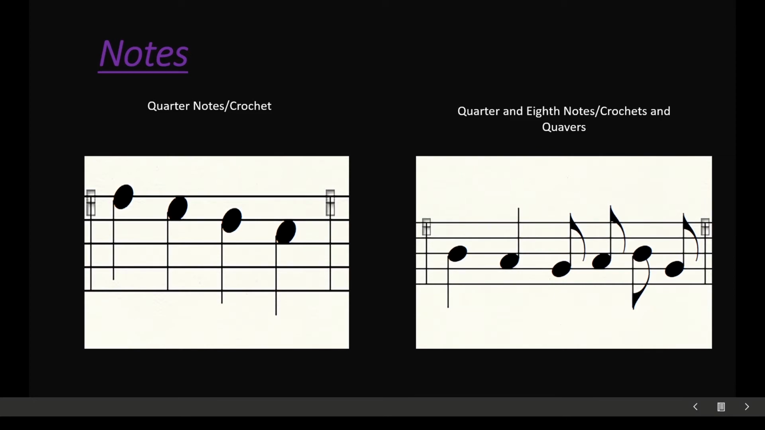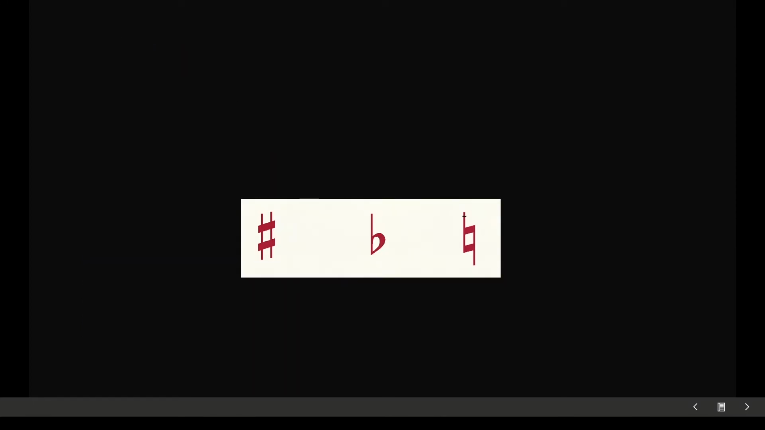And then notice in the next image to the right that you have a mixture of quarter notes and eighth notes, what we call eighth notes. Outside of the U.S., they can be referred to as crochets and quavers. So what we call an eighth note is referred to as a quaver. Notice that the quaver, the eighth note, has a single flag. There are others with flags, 16ths and 32nds, we'll get into.